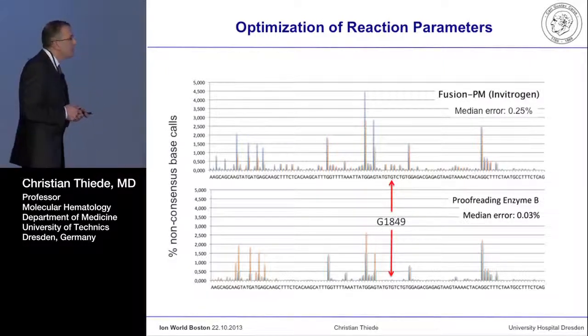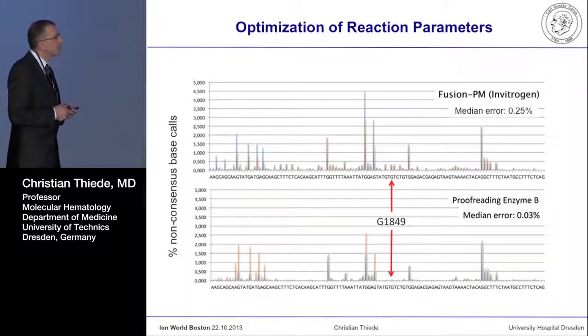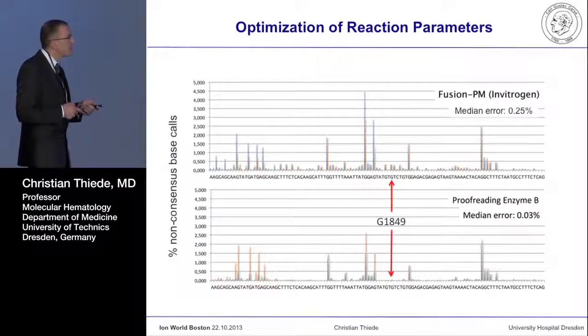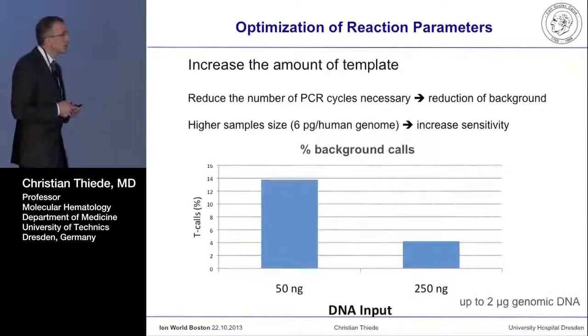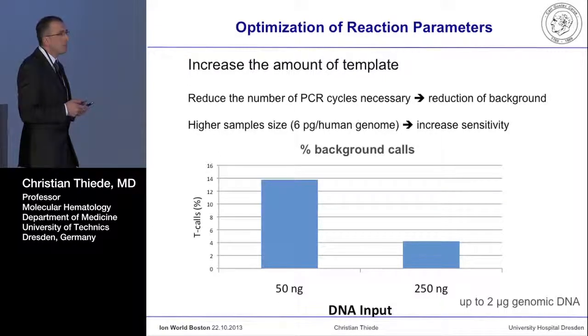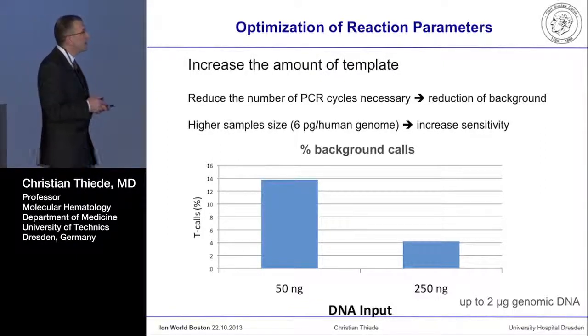We then went on to see whether we could improve that by using a different proofreading enzyme. And indeed, we were able to show that for the entire read length, but also for particular positions, for example, this position we were mostly interested in, you could substantially decrease the background. We then went on to also increase the template amount, because currently the template amount is tweaked to have very low amounts of template to be very effective.